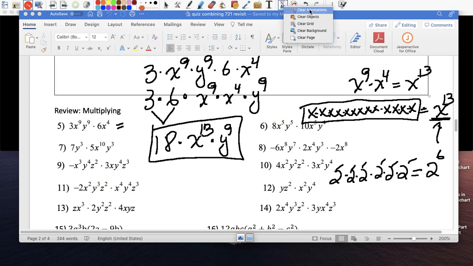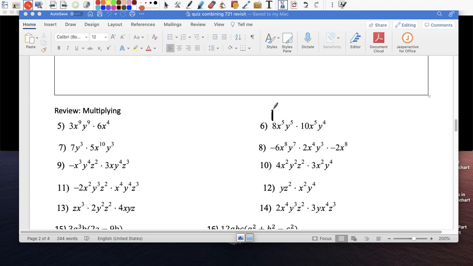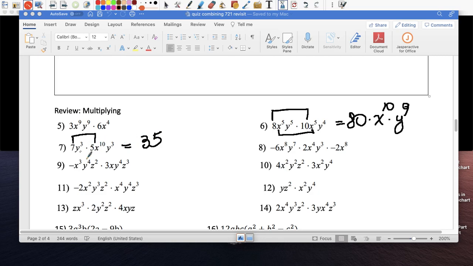Okay. Well, I can multiply 8 and 10, I get 80. The x's, I have x to the 5th and x to the 5th, so x to the 5th times x to the 5th is going to be x to the 10th power, right? Keep the base, add the exponents. Y to the 5th times y to the 4th would be y to the 9th power. And that's it. When we're multiplying here, multiply 7 and 5, my coefficients, 35. X, is the x multiplying with anyone? No, but I still got to write it down. And then we have y cubed times y cubed gives me y to the 6th power.